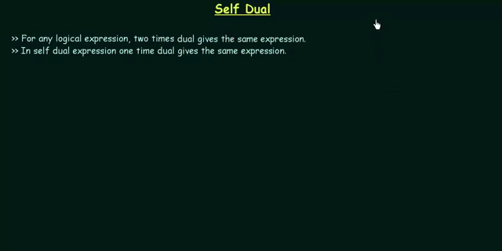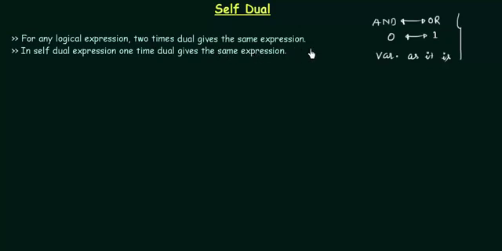We have to switch AND with OR and OR with AND. We have to switch 0 with 1 and 1 with 0, and the final and most important point, we have to keep the variables as it is. So these are the 3 points that you should know in order to find out the dual of the given expression. For any logical expression, 2 times dual gives the same expression.